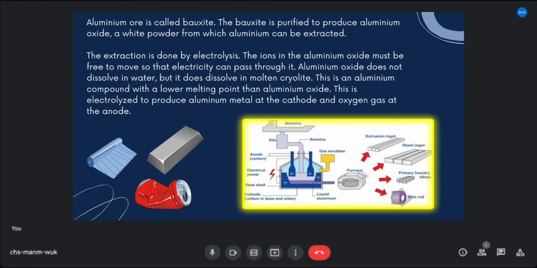Aluminum ore is called bauxite. The bauxite is purified to produce aluminum oxide, a white powder from which aluminum can be extracted. The extraction is done by electrolysis. The ions in aluminum oxide must be free to move so that electricity can pass through it. Aluminum oxide does not dissolve in water, but it does dissolve in molten cryolite. This is an aluminum compound with a lower melting point than aluminum oxide. This is electrolyzed to produce aluminum metal at the cathode and oxygen gas at the anode.